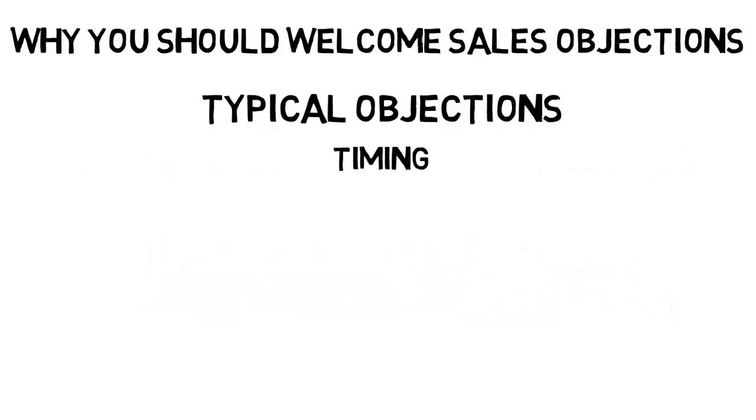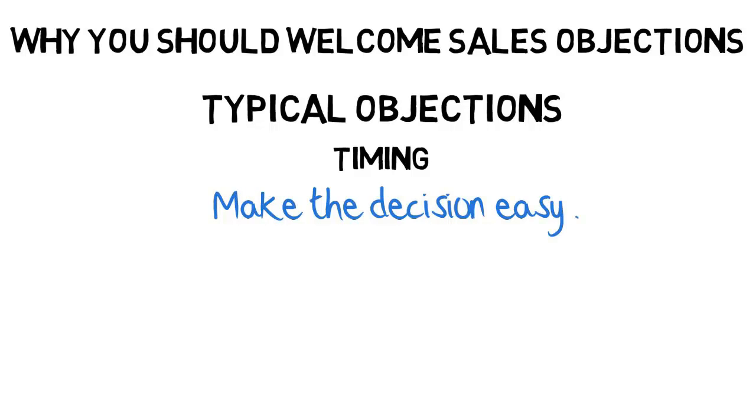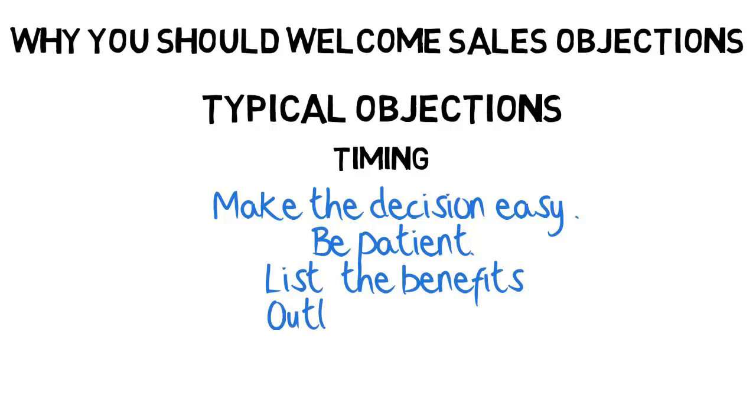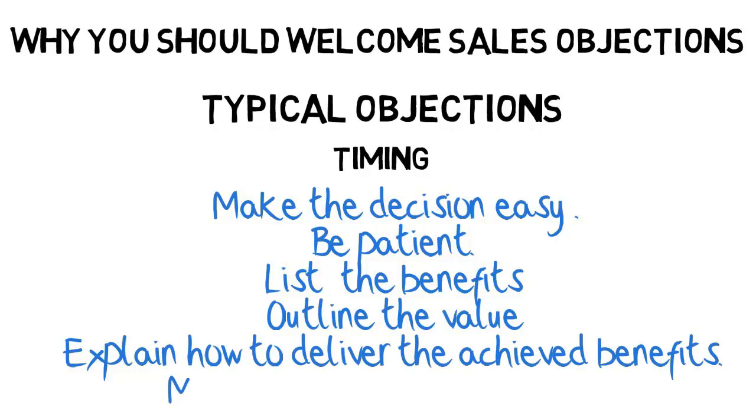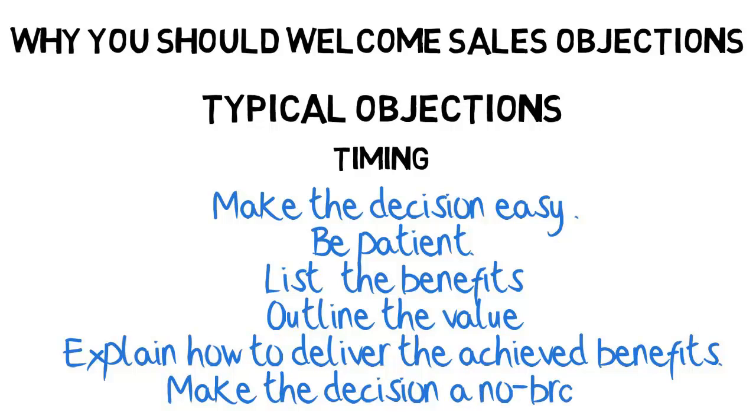Timing. This will be a problem next time as well. To overcome this objection, you need to make the decision to use you an easy one. Be patient. List all the benefits of working with you. Outline the value of the products and services you offer. Explain how easy it is to deliver the product and the achieved benefits. Make the decision a no-brainer to remove this objection.